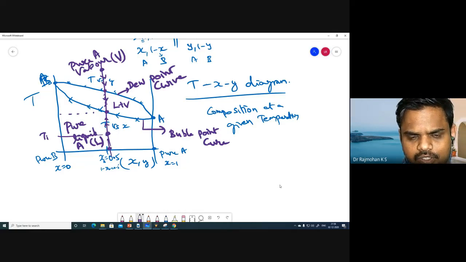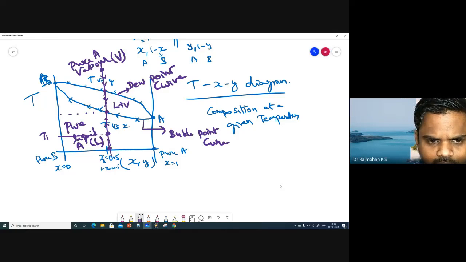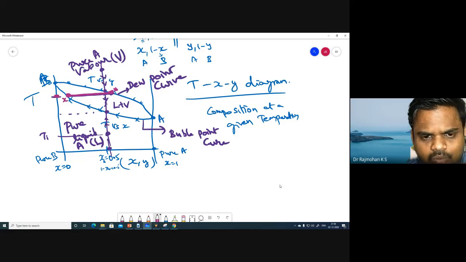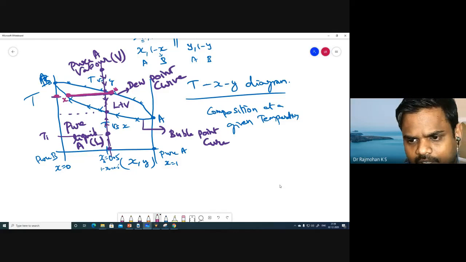Okay, so this curve is called the dew point curve, and we will have the corresponding x and y. If a parallel line is drawn, for example at a particular temperature T, if I draw a line parallel to the x axis, what we have is the concentration of x and the concentration of y. So we get xy data.